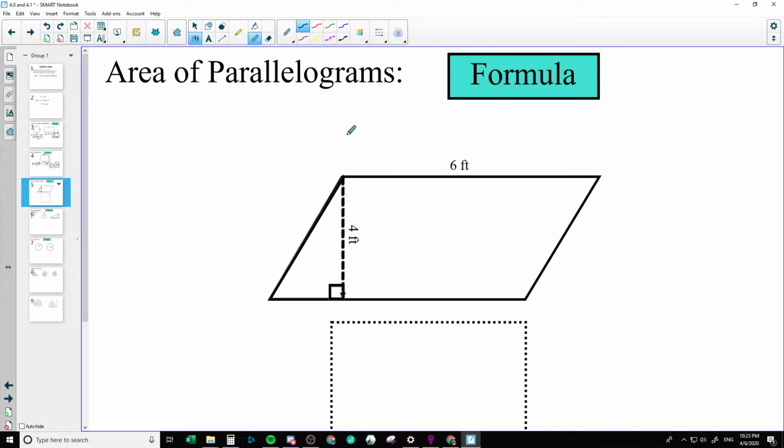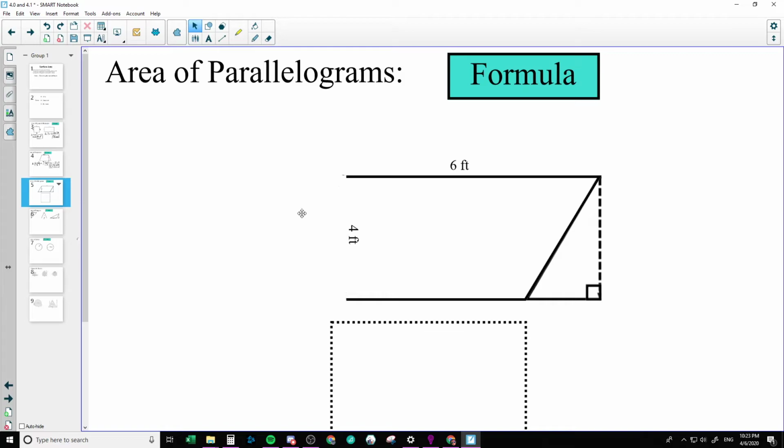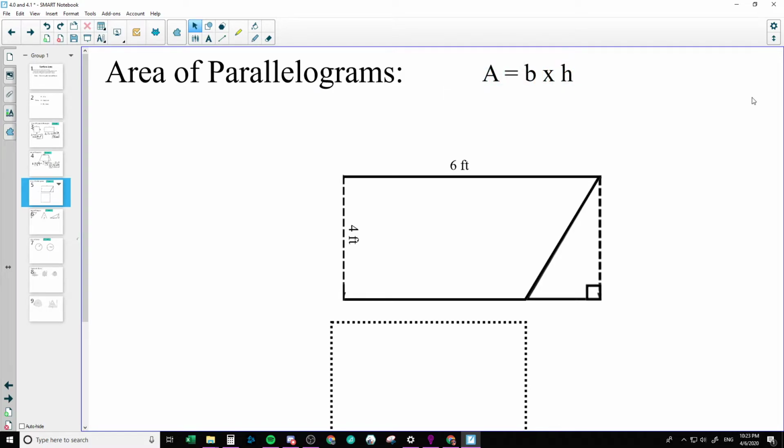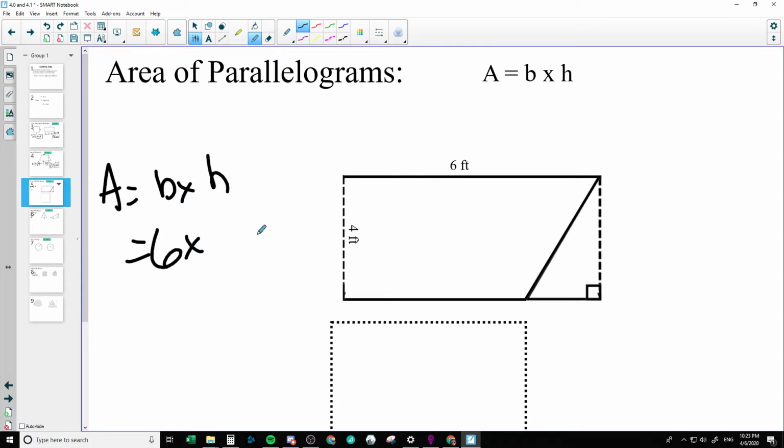The next shape is called a parallelogram. Before we talk about the formula for a parallelogram, I want to show you something kind of interesting. If we take this triangle over here and we move it over to this side, you'll see that now the shape just becomes your regular rectangle. This is why the formula for a parallelogram is just base times height. So area of a parallelogram equals base times height. Base is 6 feet times the height, which is 4, which is 24 square feet.